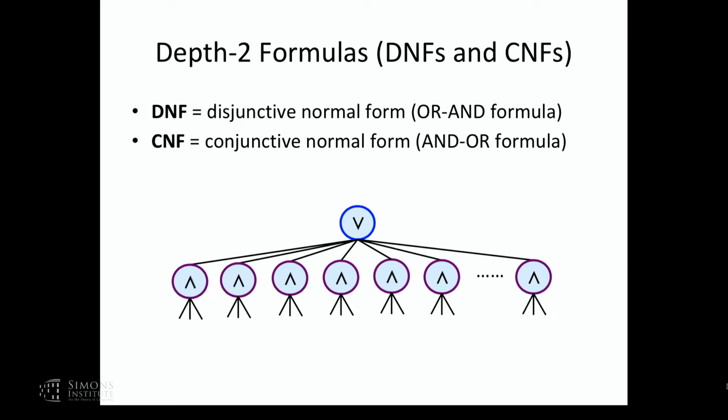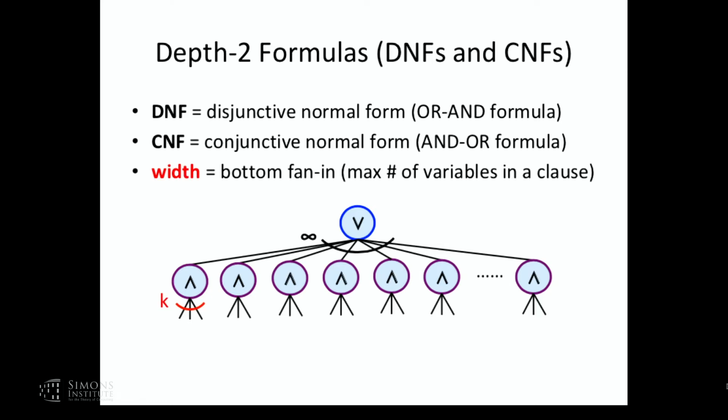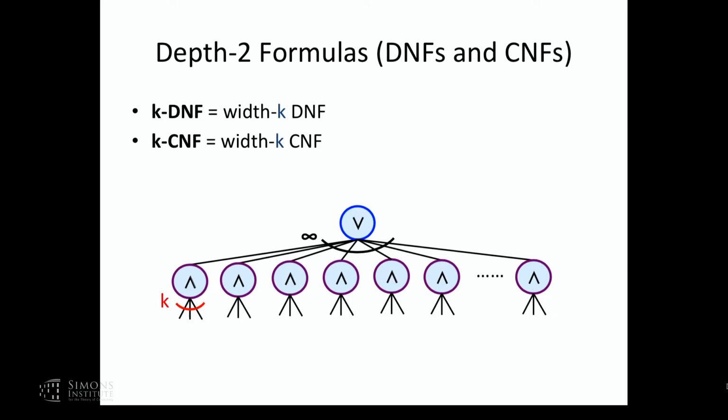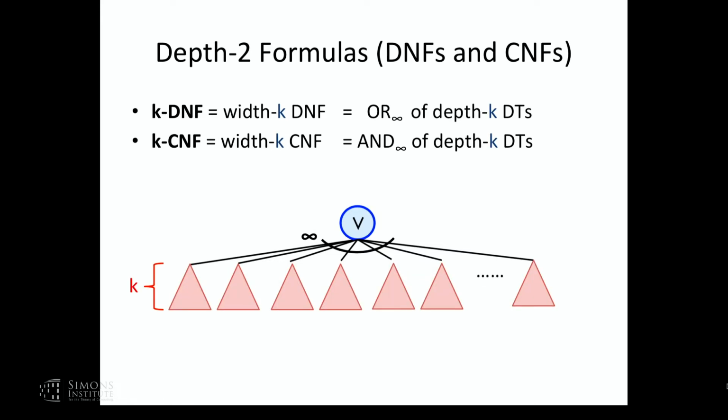OK, so the switching lemma speaks about depth 2 formulas, also known as DNF and CNF formulas. DNF stands for disjunctive normal form. So these are OR of AND formulas. You have an OR of ANDs. Each of these ANDs takes literals, so variables or negations of variables. The width of a DNF or CNF formula is the maximum bottom fan-in, or in other words, the maximum number of variables in a clause. And width-k DNFs are simply called k-DNFs for short.